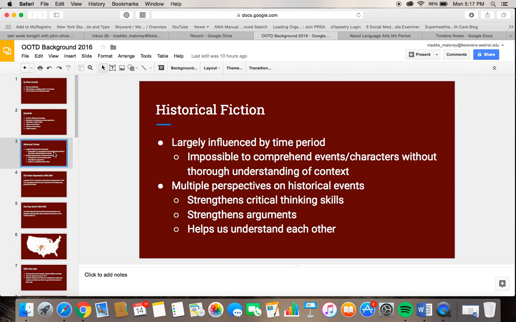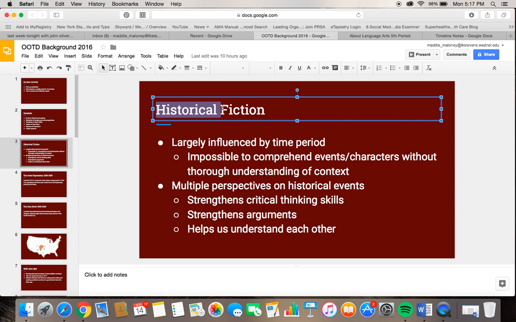Okay, so the reason why we are looking at historical fiction for our book Out of the Dust is because the genre of the book Out of the Dust is historical fiction, which is why we have to look at historical events. All right.